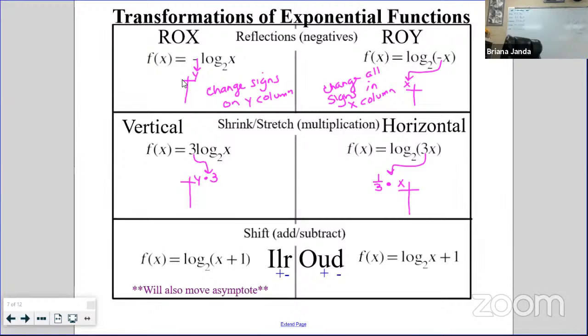The only other option you could see is I could have something like 5 plus log base 2 of x. That would be a movement up 5. If I made that a -5, it'd be a movement down 5. You know how you can move things around here.